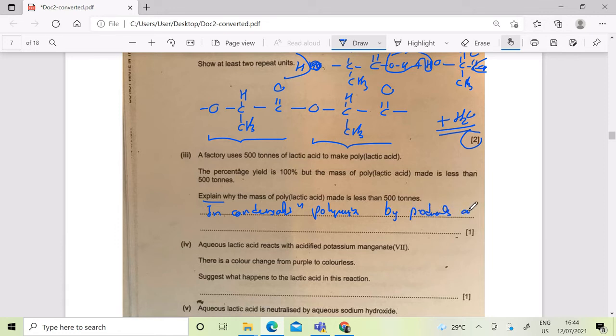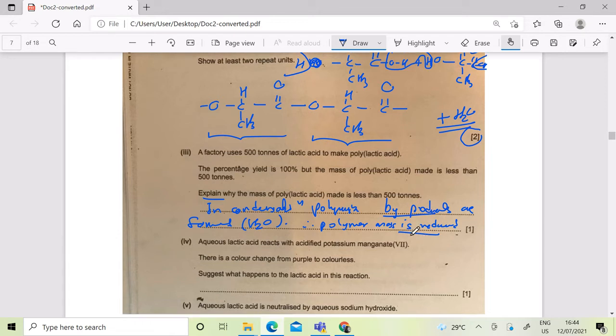Byproducts are formed, such as water, for example. Therefore, the final polymer mass is reduced, or you will obtain a lower mass. So the basic answer is byproduct formation. Right, going to the next part.